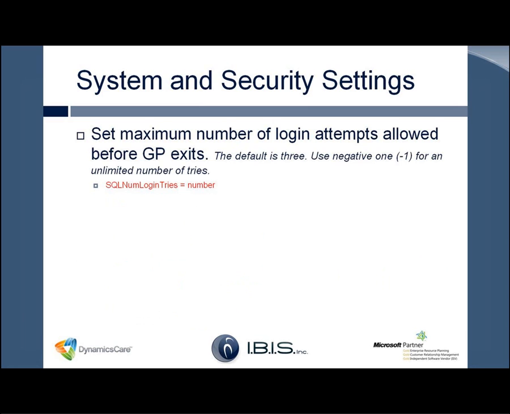Another one that I really like, when you log into Dynamics GP, if you're having one of those days where your fingers and your keys are not in sync and you manage to type your password incorrectly 3 times, GP goes away and closes and you've got to open it back up again. Well, you can change that number. The default is 3. You can change it to something a little more reasonable like 5. You can change it to -1, which will let you try an unlimited number of times. That's probably not recommended for security, but it's an option. It's SQL num login tries equals and then a number, whatever you want it to be.